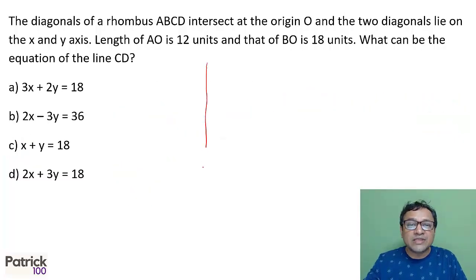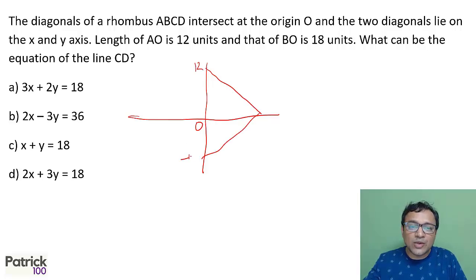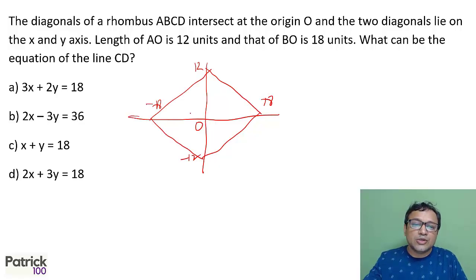Diagonals of a rhombus ABCD intersect at the origin O. So the origin is O, and let's say the diagonal lengths are 12 and 18. In one place it will intersect at 12, so it becomes minus 12, and 18, minus 18. That's how it should intersect. So when you draw a line, the x and y values should be 12 and 18, either positive or negative. One will be 12, one will be 18, whichever way.